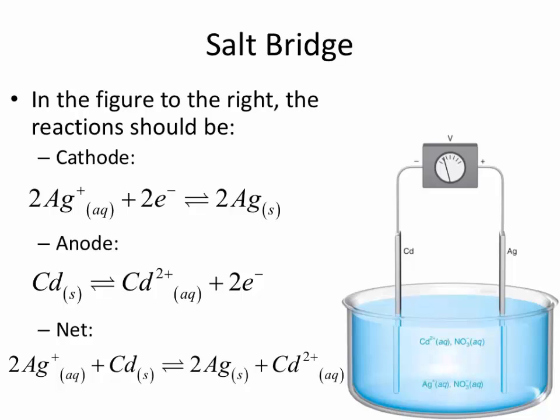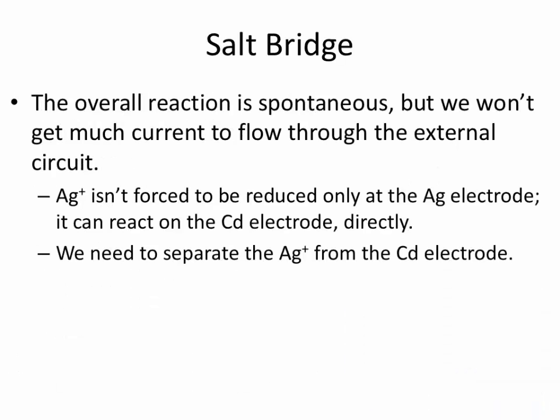And that means that our net reaction is then our 2 silver ions react with our solid cadmium to give us 2 solid silver plus our cadmium 2+ ion. Now in this case, the overall reaction is spontaneous, but we won't get much current to flow through the external circuit. Now why not? The silver isn't forced to be reduced only at our silver electrode. In fact, it can react on the cadmium electrode directly. That is, we need to separate our silver ions from our cadmium electrode.